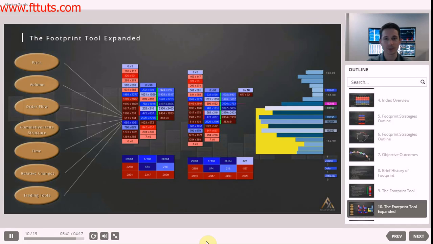The last thing we can add to the footprint tool is other types of trading tools such as volume weighted average price, market profiles, the 50% or the midpoint of the market, with the high and the low. We can add a number of other traditional trading tools to the footprint tool. So this is an expansion of the footprint tool. What we're going to do next is look at a Blackboard example and highlight all of these 7 elements on a practical example utilizing the Blackboard.